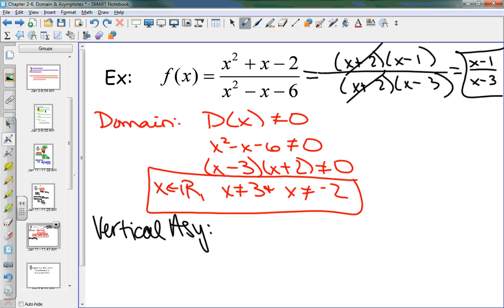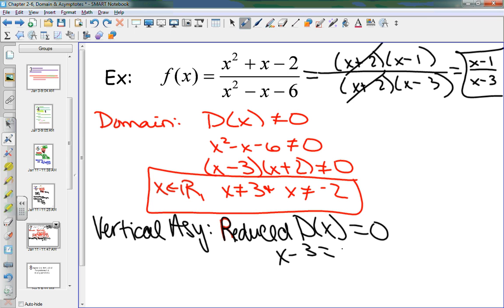Where do my vertical asymptotes come from? My original f of x or your reduced f of x? They come from your reduced. So I'm going to take my reduced, just so that we're all clear on this. Reduced d of x cannot be 0, or can be 0, sorry. So that's going to be x minus 3 can be 0, so my vertical asymptote is going to be at x equals 3.